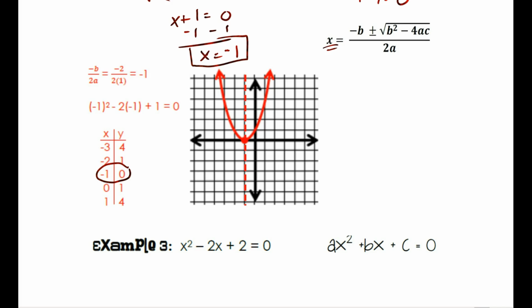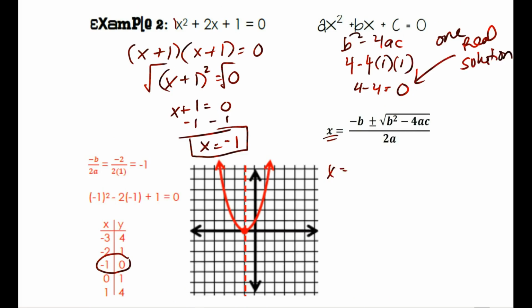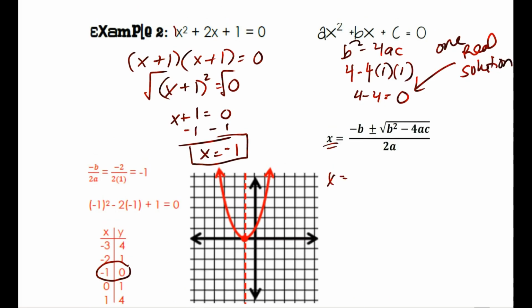So I already found the discriminant. So I'm saying x is equal to negative b, which is negative 2, plus or minus the square root of 0, because I already found b squared minus 4ac, which is 0, over 2 times 1, which is 2. So in essence, I'm saying negative 2, and then add and subtract 0, which gives me 0 over 2, which is negative 1. So x is equal to negative 1.